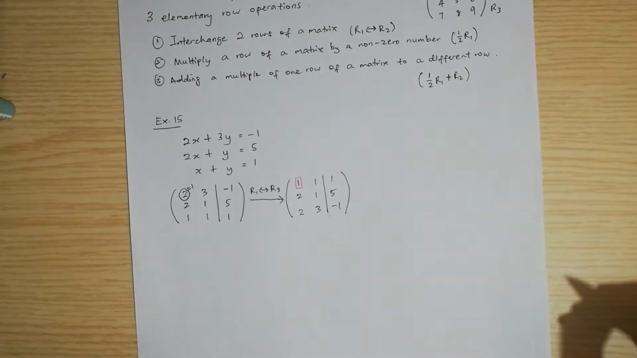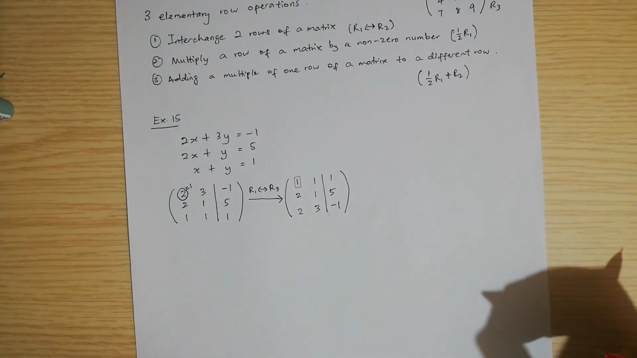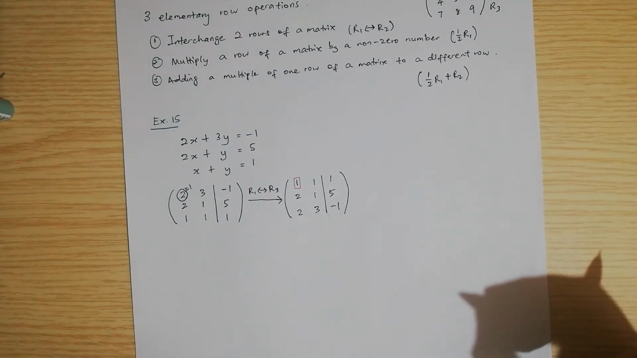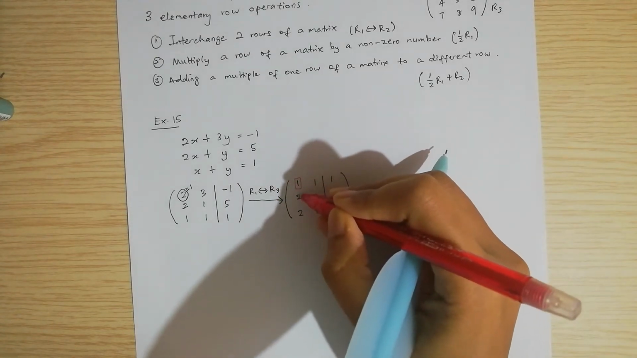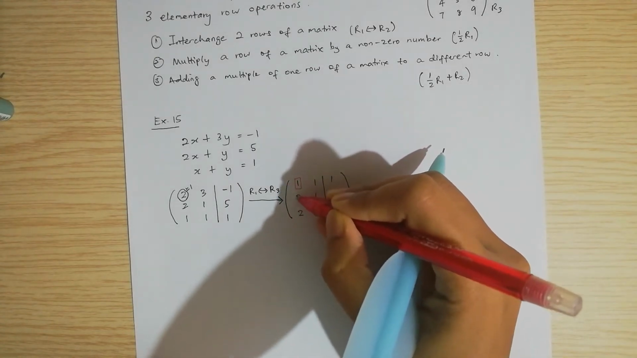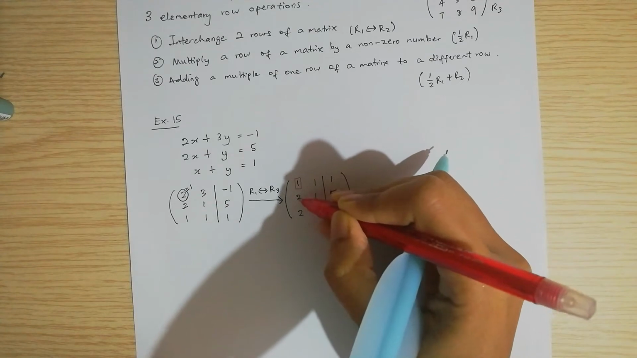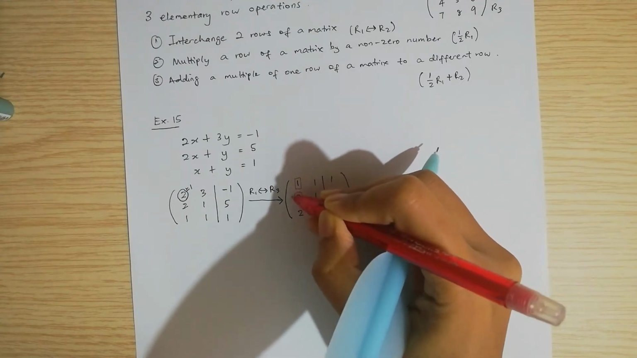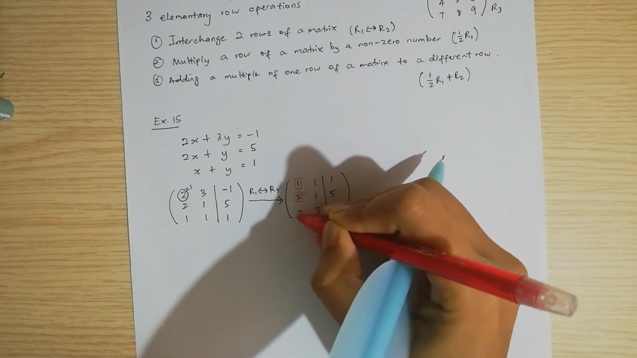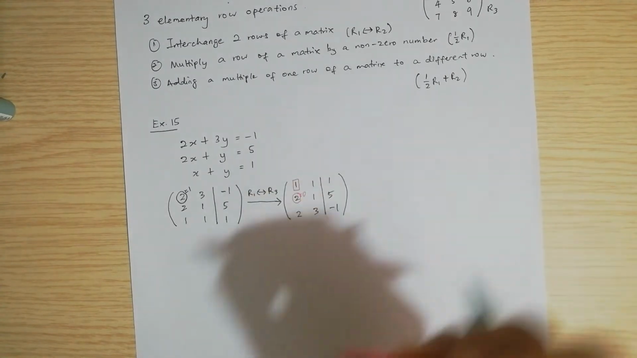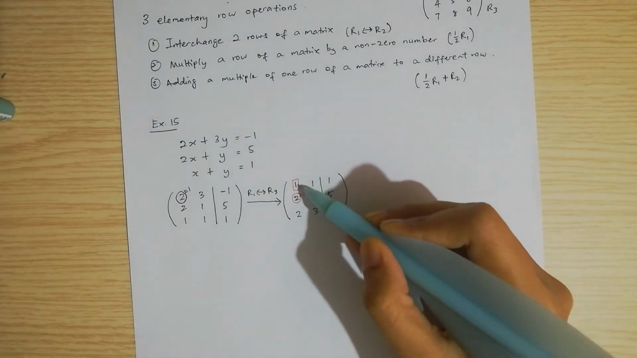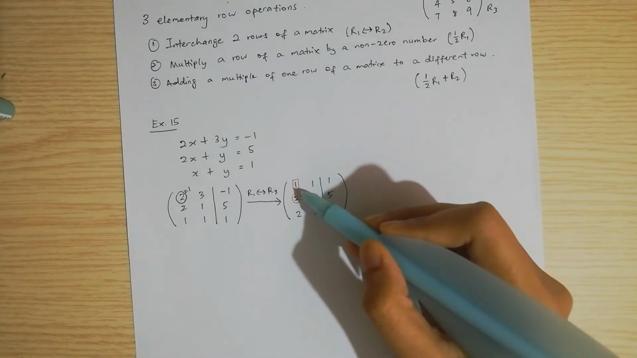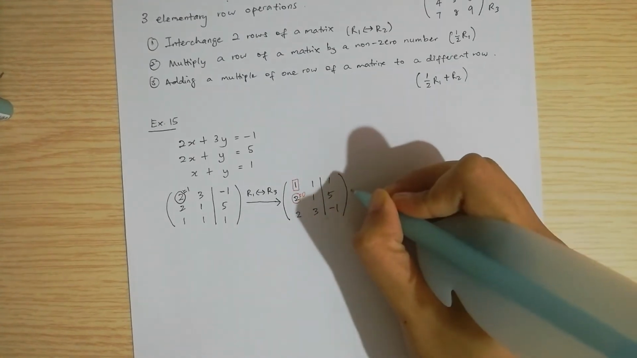Once you have the leading entry, if you refer back to the property of a reduced matrix, the other two in the same column of the leading entry must be 0. So this must be 0, and this one also must be 0. I will show you one by one. How to change this to 0? It's always best to base it on the leading entry.